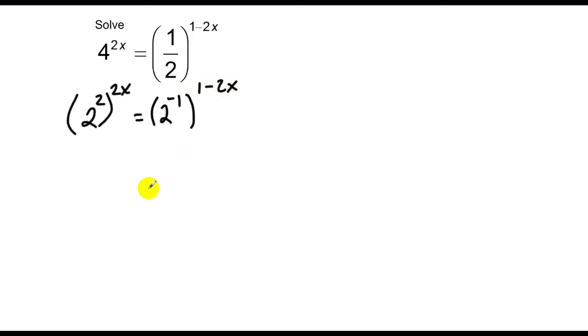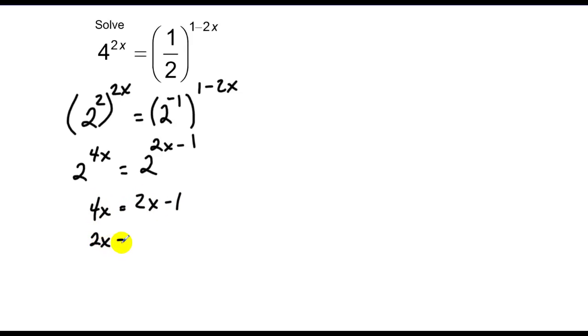And then it's just like any other problem we've done, multiply the powers. We have 2 to the 4x is equal to 2 to the, I'll distribute that, 2x minus 1. Therefore 4x equals 2x minus 1, and 2x is equal to negative 1, so x equals negative 1/2.